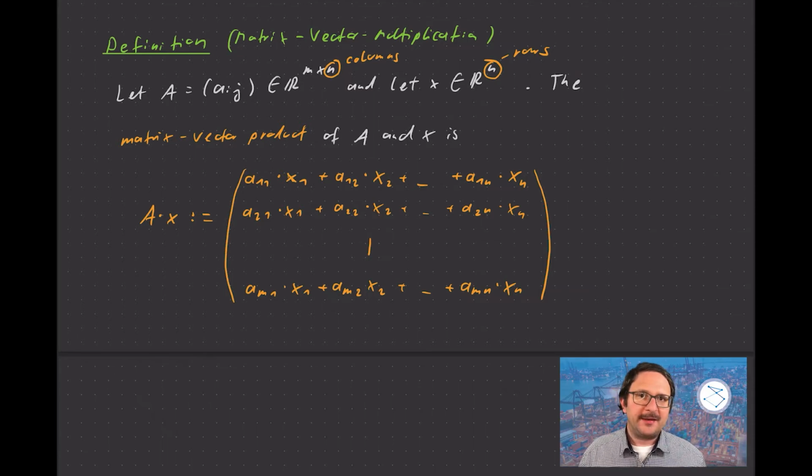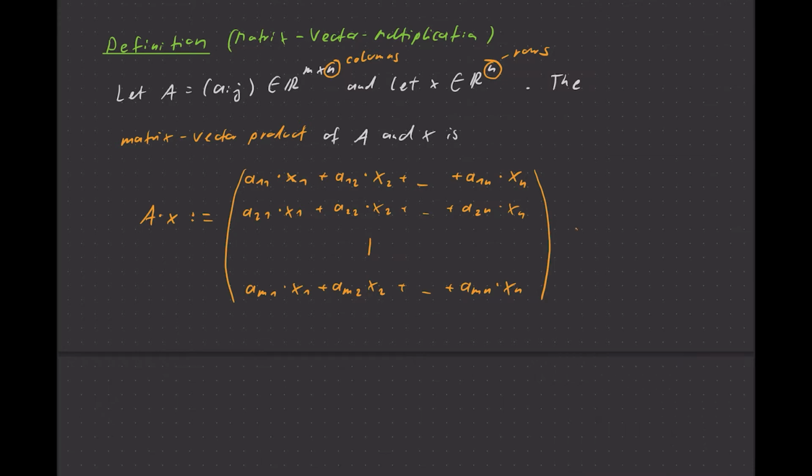So what we get is a vector with m rows. The number of rows is the same as the number of rows in A, and one column. There's a sum in each row, so each row is just a real number in the end. So this result is a vector in R^m. And again, you notice that this m here is the same as the number of rows of A.